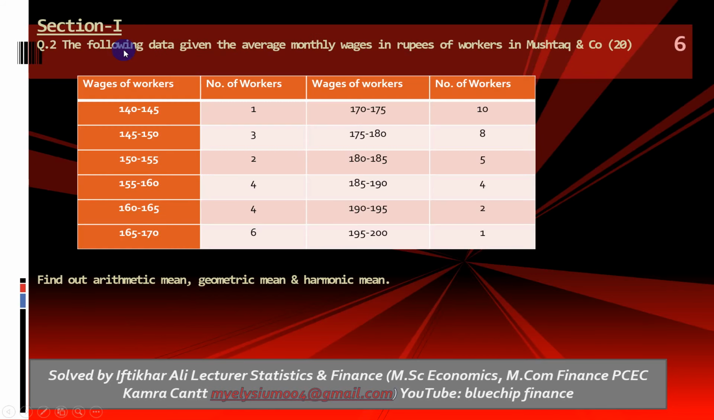Now we move to section number 1, question number 2. The following data is given: the average monthly wages in rupees of workers in Mushtaq and Company.